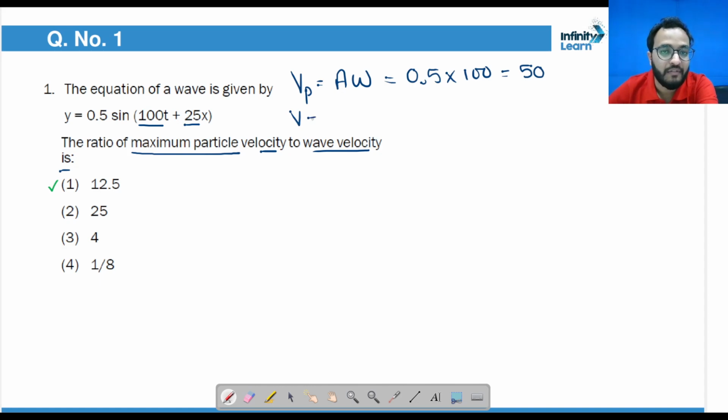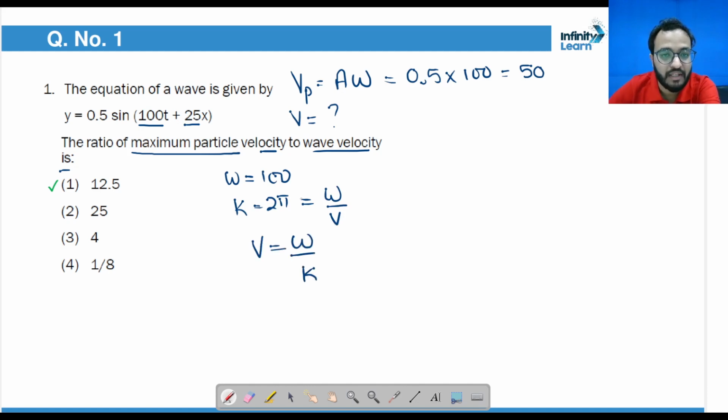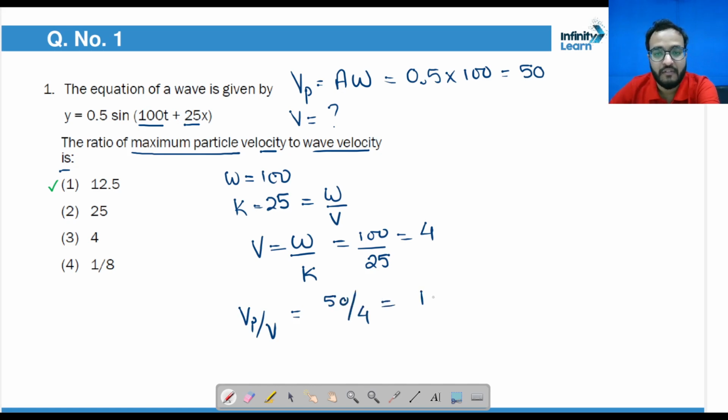And what about the wave velocity? We know that omega is 100, k is 25, and k is also known as omega by v. So wave speed is omega upon k. k is 25, so it will be 100 by 25, which equals 4. So we have vp and v, and what we need is vp upon v. It is going to be 50 upon 4, which is 12.5. So the first option is correct.